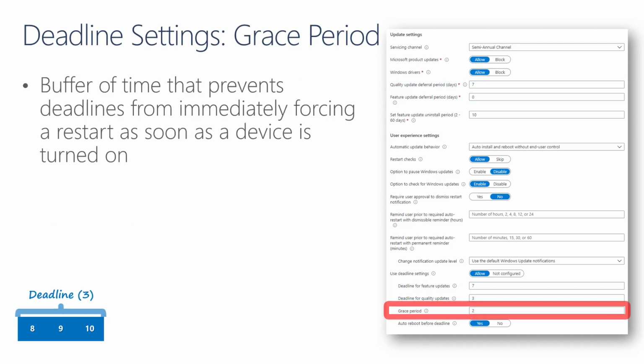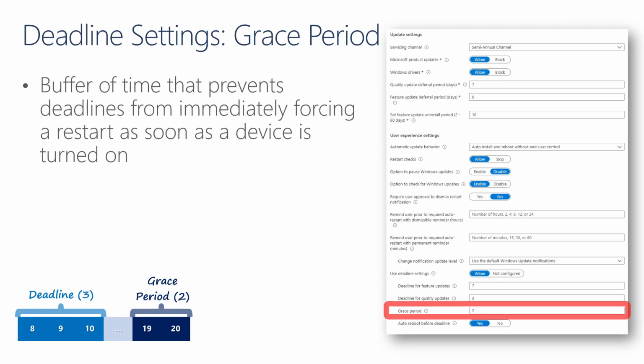Let's now talk about grace period. To ensure a good user experience for devices that have been turned off for some time, with the grace period we can extend the deadlines, avoiding an immediate restart due to an update. With the grace period, we can specify an amount of days. In this example, we have a value of 2. And this value is especially useful in cases where a user has been away for many days.